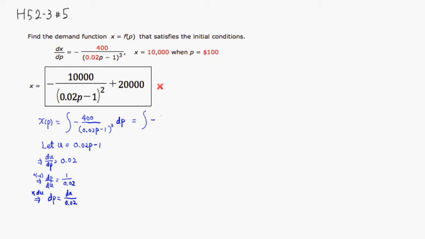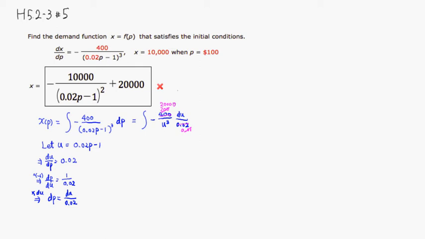So this can be rewritten as the integral. There's a negative sign, and there's still 400 here, and this is now u cubed. dp is now the same thing as du over 0.02. Then we can simplify a little bit. You can divide through by 2, so that's going to be 200 over 0.01. Multiply by 100, so that becomes 1 over, and that's going to be 20,000.